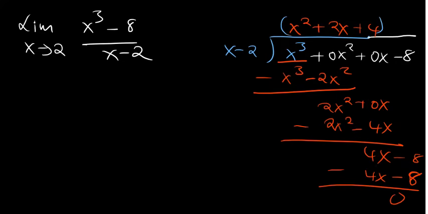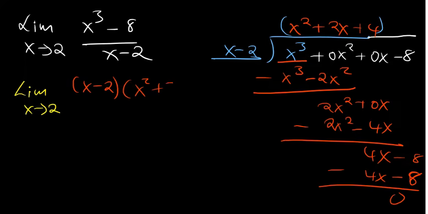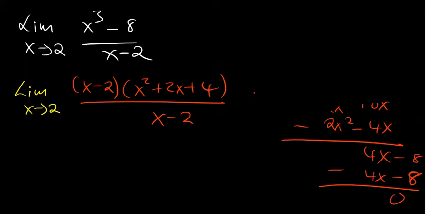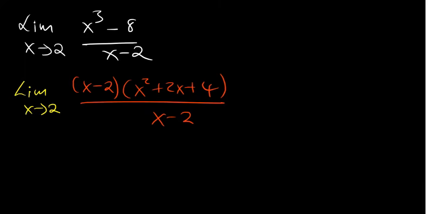So that's a factor on top and also a divisor. So we have the limit as x approaches 2. For the top part, it's a product of x minus 2 and what's on top, x squared plus 2x plus 4, over x minus 2. At this point we know this can divide, right? And then what do we have? The limit as x approaches 2. The only part that's remaining is x squared plus 2x plus 4.